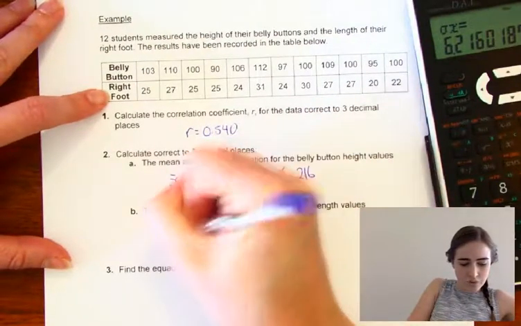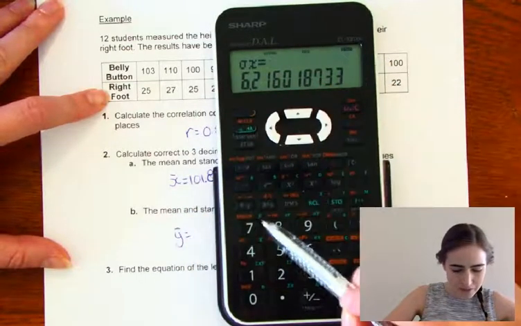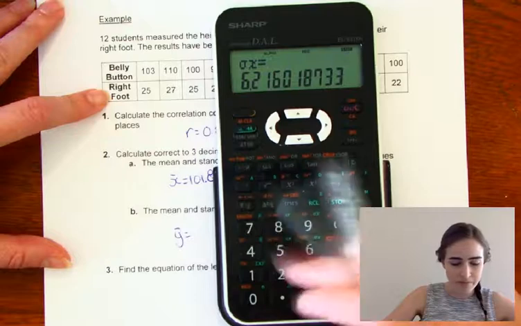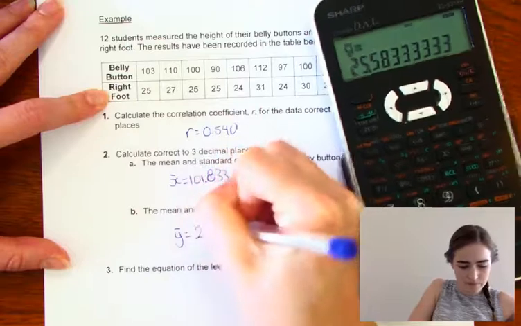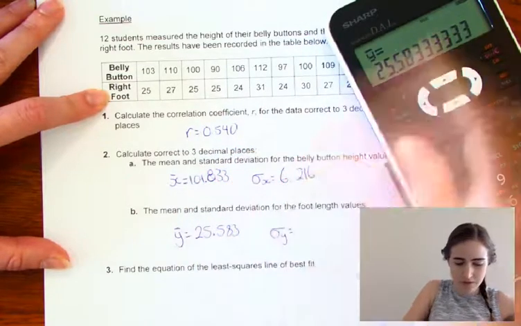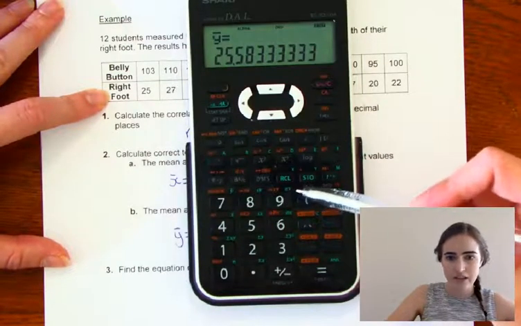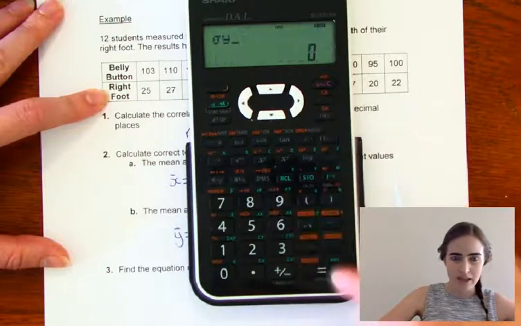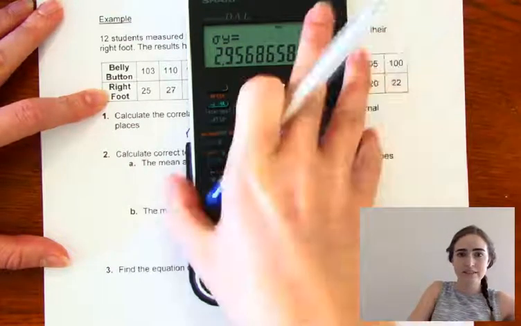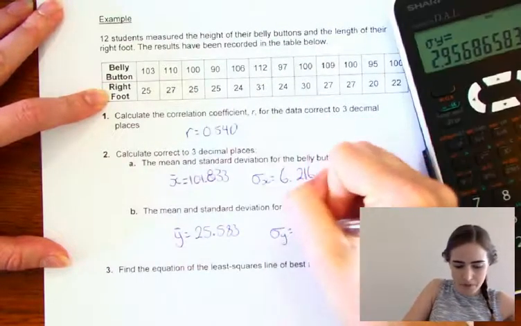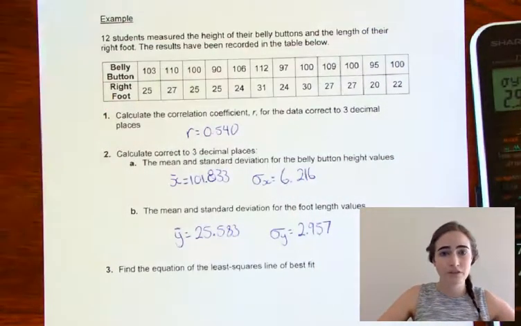To do the y's then, for the mean of the y scores, we're going to go alpha, and that's written above the 7 key. You've got a little y with the bar above it. That'll come out to be 25.583. And for the standard deviation of the y scores, alpha, and then the standard deviation is above your 9 key. So you've got standard deviation y, so we'll press 9 equals. We'll end up with 2.957 once we round to 3 decimal places. Okay, so we found all 5 pieces of information we needed.